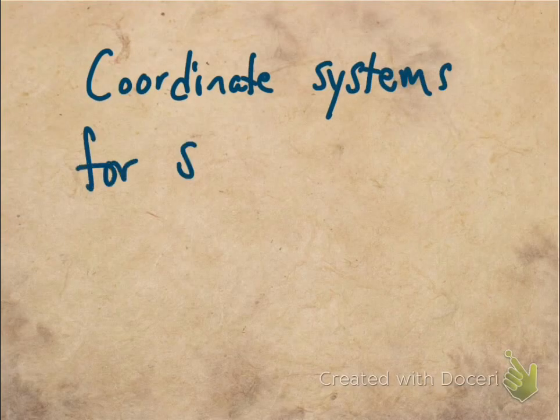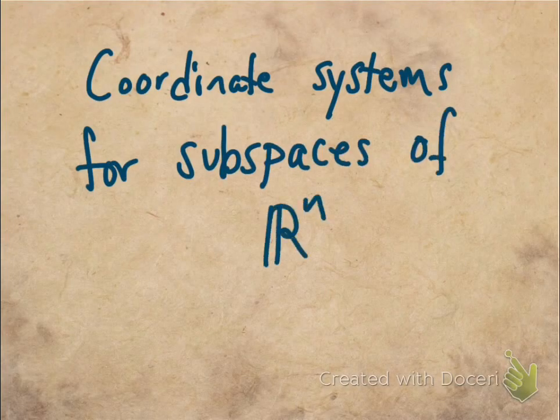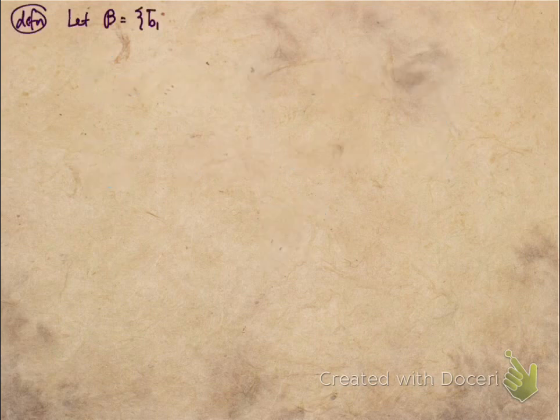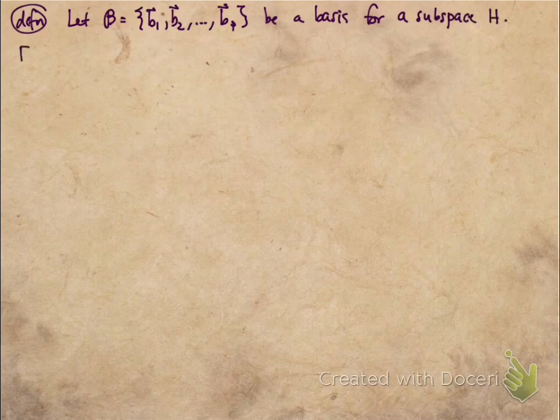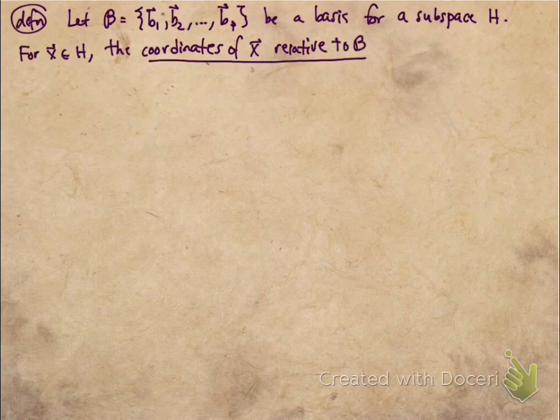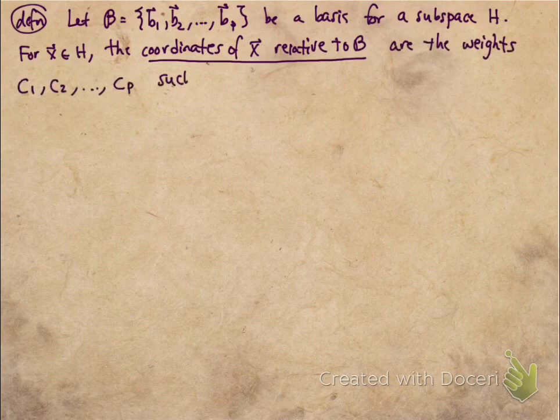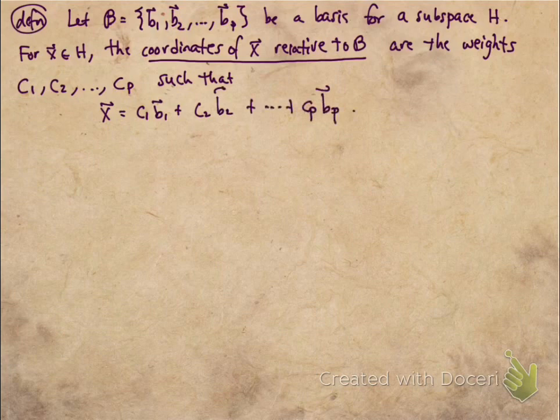Let's talk about coordinate systems for subspaces of Rn. So first the definition. Suppose I have a basis B1, B2 up to Bp for a subspace H. For vector x in H, the coordinates of x relative to this basis are the weights C1, C2 up to Cp that are required to express x as a linear combination of the vectors in the basis.